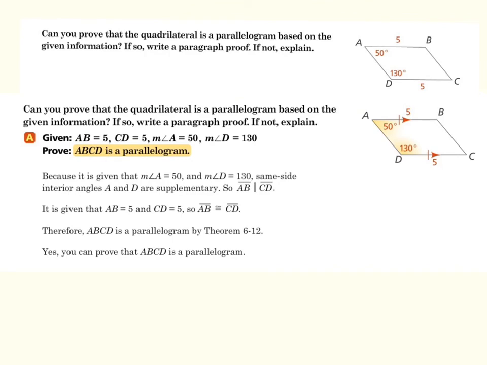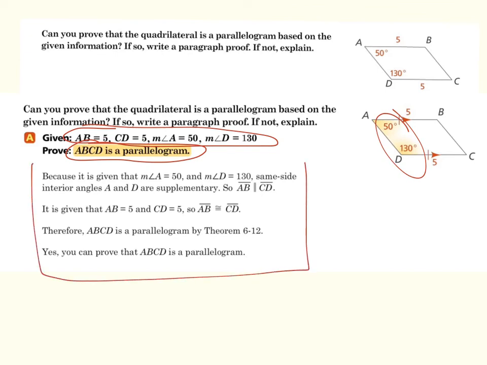All right, so we're trying to prove that it's a parallelogram, and we're given this information. We're given that one pair of opposite sides are congruent and that same pair of opposite sides are parallel. And we know that those pair of opposite sides are parallel because angle 50 and angle 130 are supplementary. So if you were to write a paragraph proof, this is what it would look like.